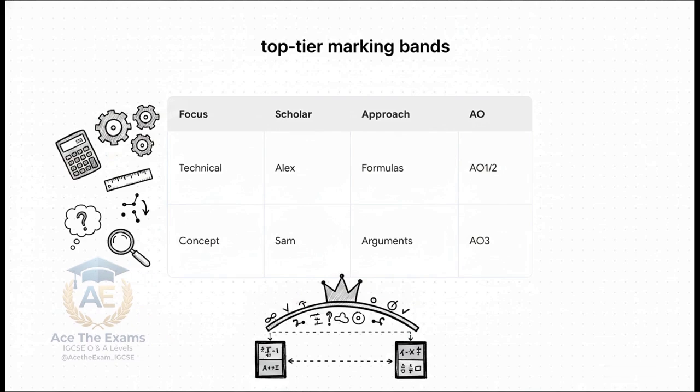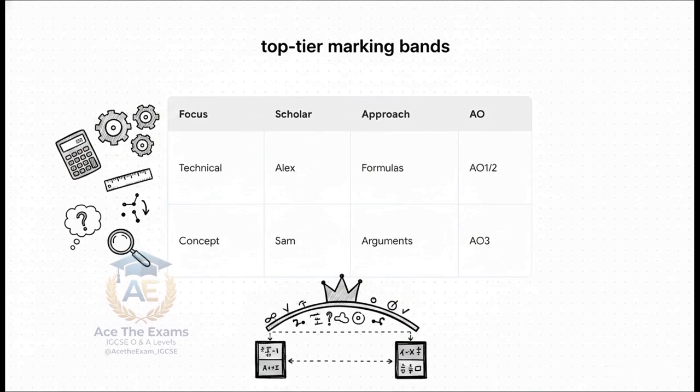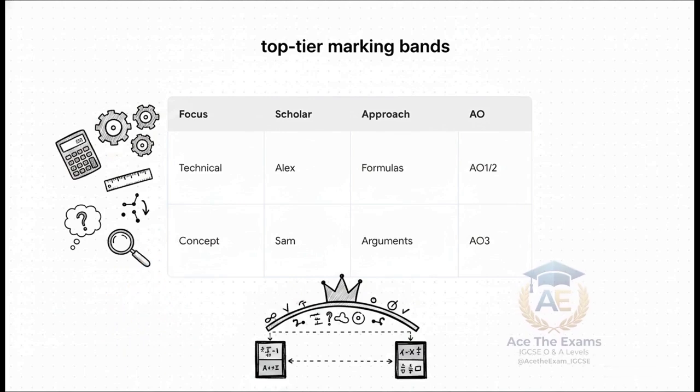Alex is super worried that Sam's approach is way too vague and lacks strict formatting. Sam is equally worried that Alex's approach is too rigid and robotic and won't earn any of those higher-order marks for justified recommendations. So who's actually right here? Well, the secret to unlocking the top-tier marking bands requires a complete synthesis of both approaches. You absolutely need Alex's technical precision to build an unshakable foundation, but you need Sam's conceptual arguments to build the roof and finish the house.